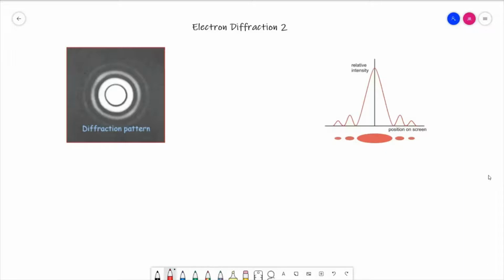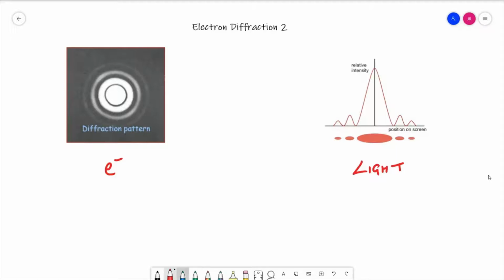So in order to understand the diffraction pattern from the electrons that we see, we need to remind ourselves of how the diffraction pattern for light works. There are a couple of subtle differences, but we'll talk about that in a moment. We'll focus right now on the similarities between the two.